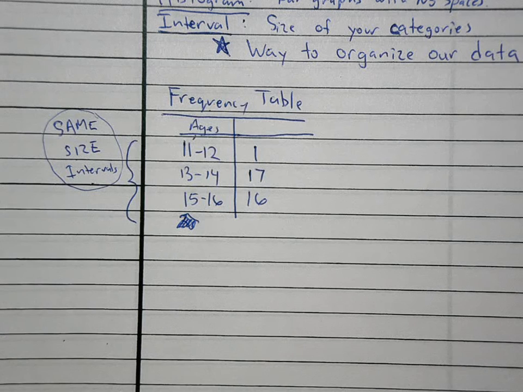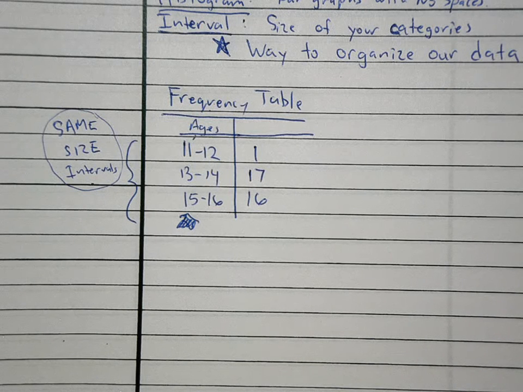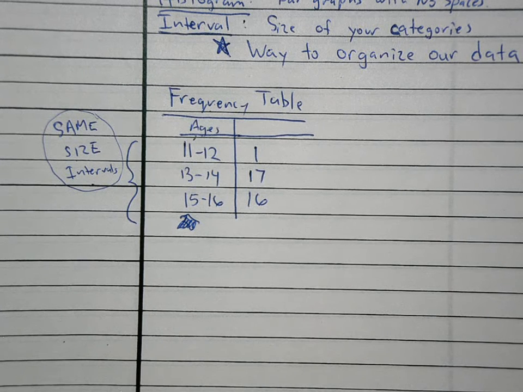There we go. What you just did was you created a frequency table. You can now see the youngest age group in here. You can see the oldest age group. You can see how many are there.